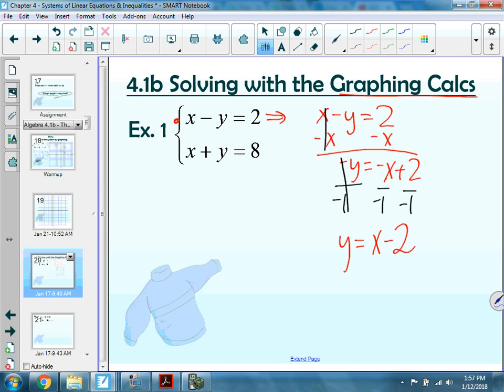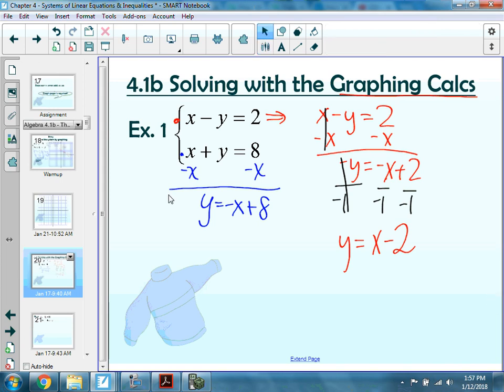Okay. Denise, how do I get the second equation in y equals form? You have to subtract x from both sides, which will give you the y equals. So what do you get? Y equals negative x plus 8. Am I done? Yes. Okay, so I'm going to write these down.